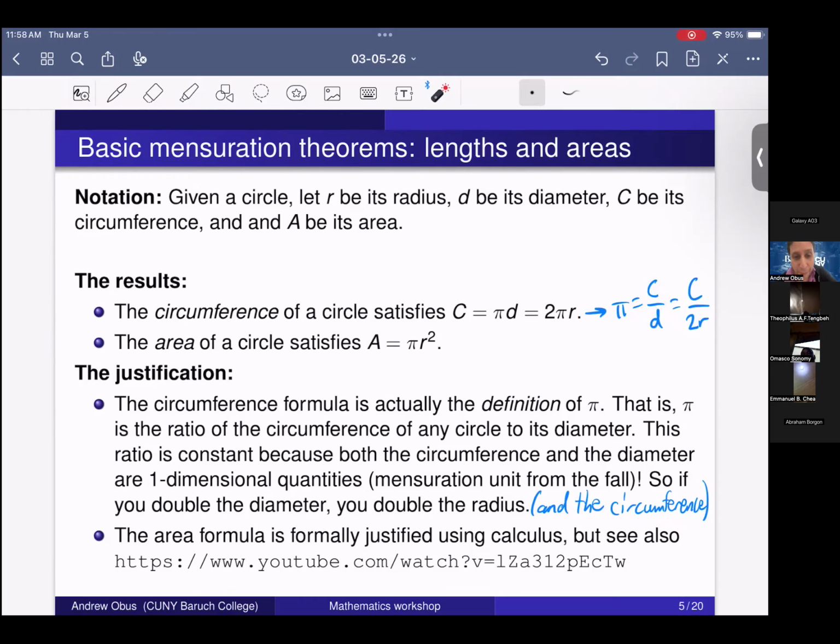And it's about the password for this Zoom room, right?